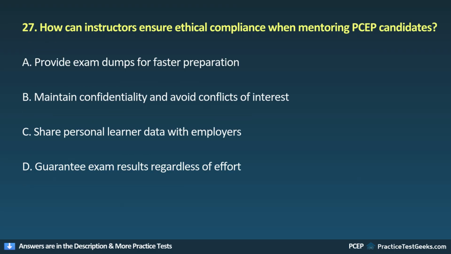27. How can instructors ensure ethical compliance when mentoring PCEP candidates? A. Provide exam dumps for faster preparation. B. Maintain confidentiality and avoid conflicts of interest. C. Share personal learner data with employers. D. Guarantee exam results, regardless of effort.